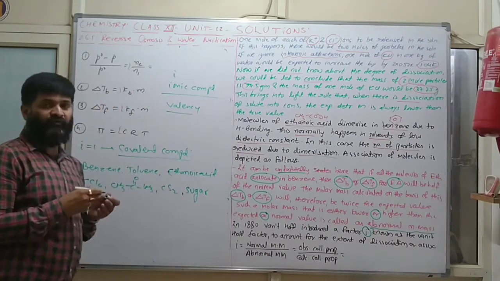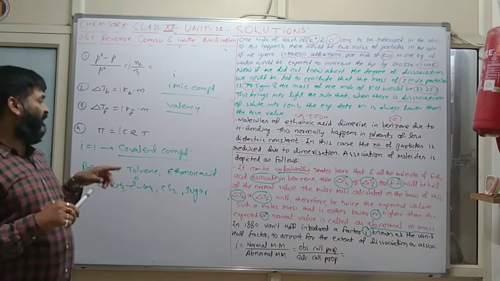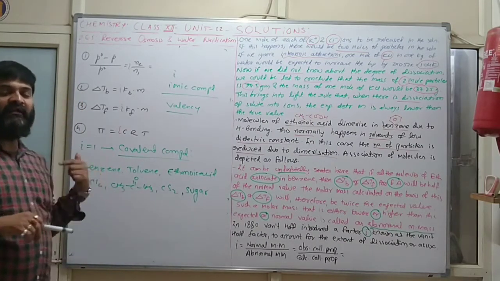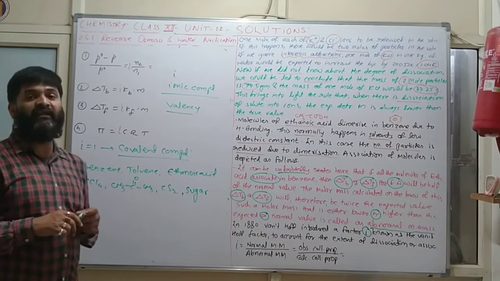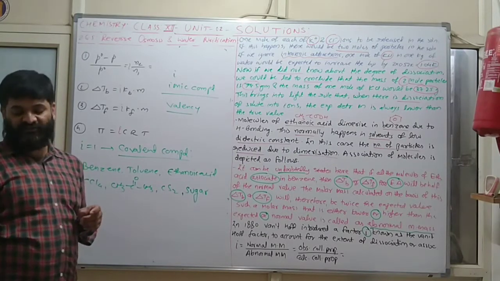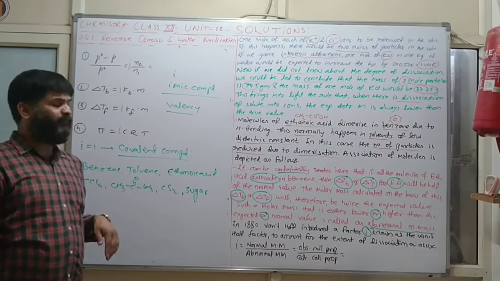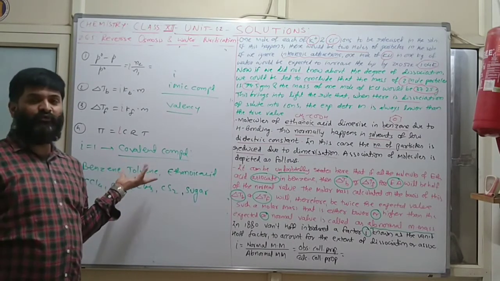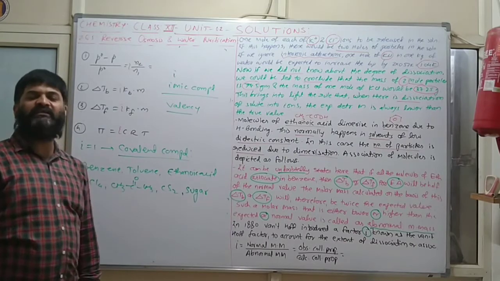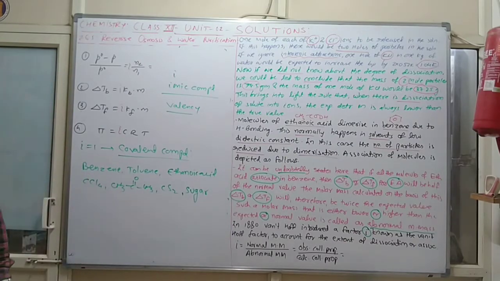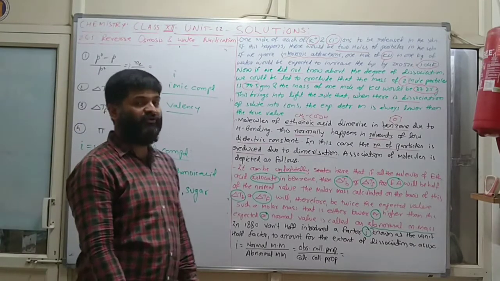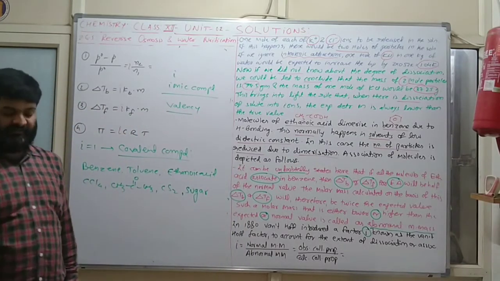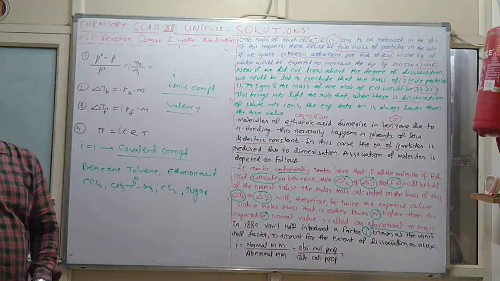With respect to valency. You have to remember in which case the i value will be 1 and in which case it will be different. In another way, we can say that the i value will change with respect to valency. Like NaCl has 2, MgCl2 has 3, AlCl3 has 4. In this way, on the basis of charge of cation and anion, the i value will change. Correct? So this is complete information.